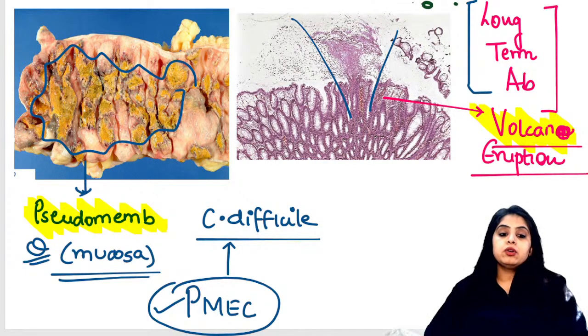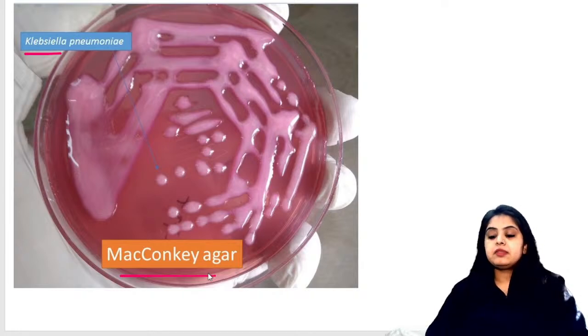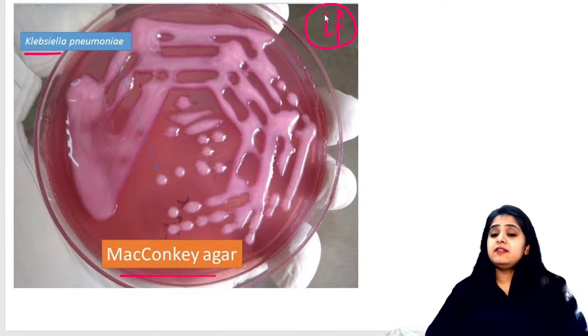Moving on to the next one, I hope you can identify which medium this is, because McConkey is written, Klebsiella is written. So what am I trying to show you? Which fermentation is shown? McConkey agar is labeled over here. Klebsiella pneumoniae is labeled over here. Yes, perfect. This is for lactose fermentation. Amazing. McConkey agar is a very famous previous year question.